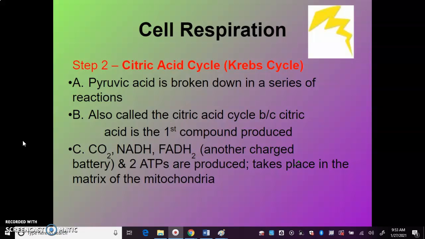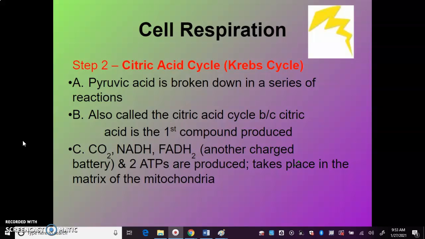Now, in the process of the Krebs cycle, or citric acid cycle, you're going to see carbon dioxide produced. As we're breaking down these carbon molecules, these sugar molecules, carbon is released as carbon dioxide. So carbon dioxide is a waste product. You're also going to see NADH and FADH2 produced. This is the first time that we're seeing FADH2 produced. We saw NADH made in glycolysis, so more NADH and FADH2 are made. And in the process, we're making 2 ATP molecules.